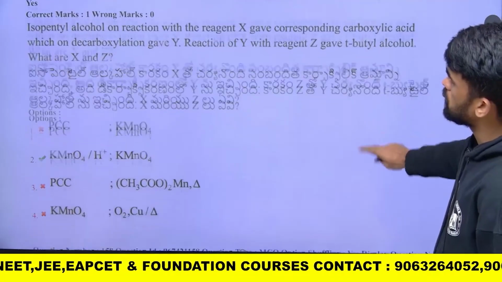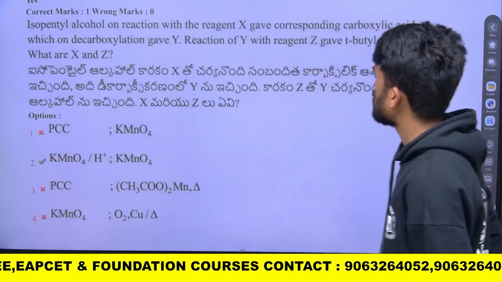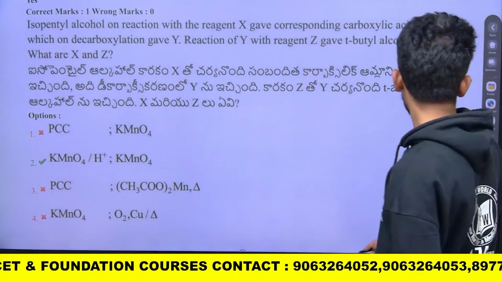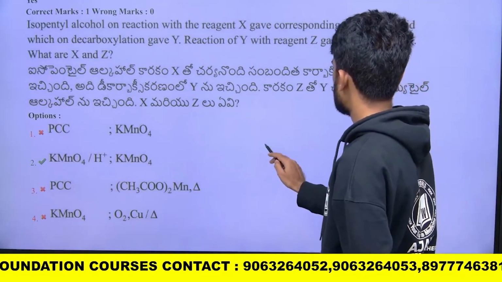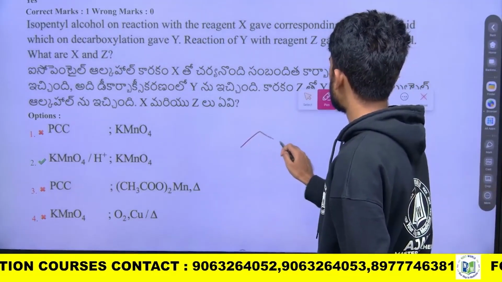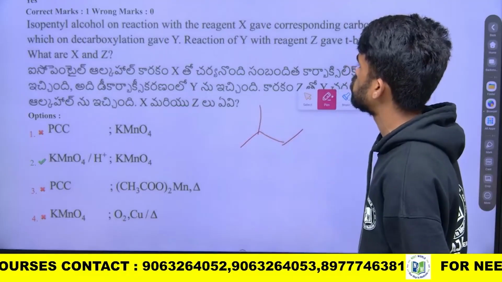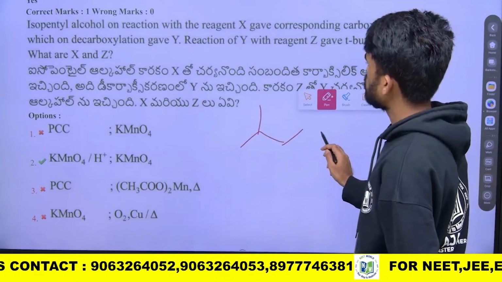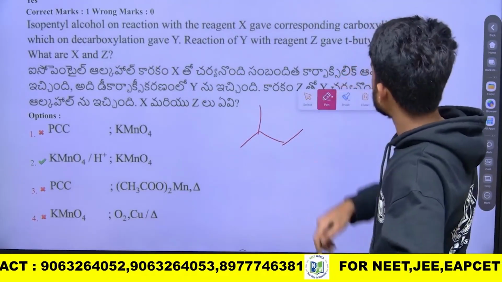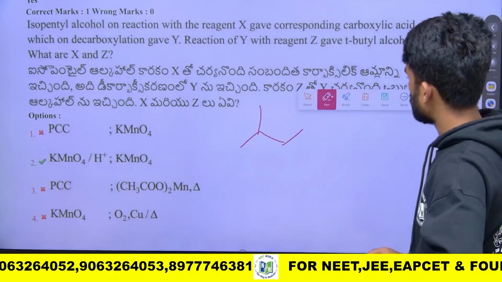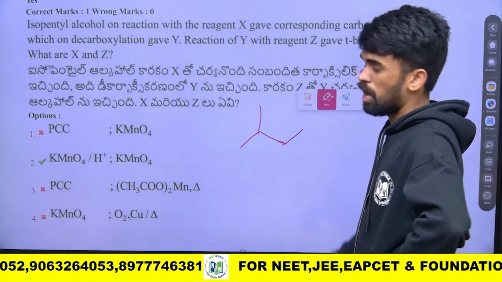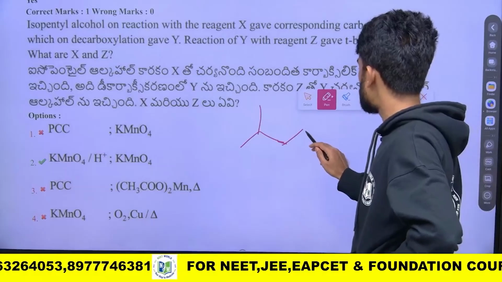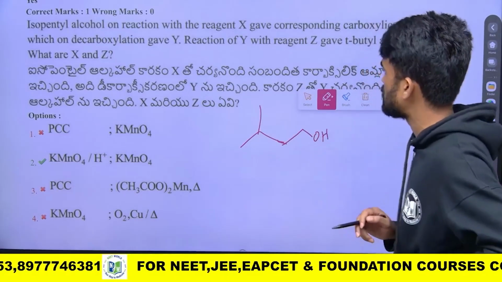Okay, last 3 questions. Isopentyl alcohol and reaction with reagent X. So what is isopentyl alcohol? First of all, you need to know what exactly isopentane is. This is isopentane. Isopentyl alcohol reacts with X to give the corresponding carboxylic acid. In order to give the corresponding carboxylic acid, definitely it should be a primary alcohol. So I am placing it here.